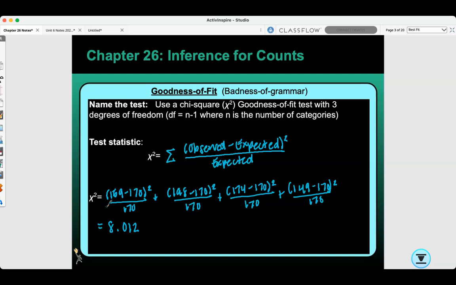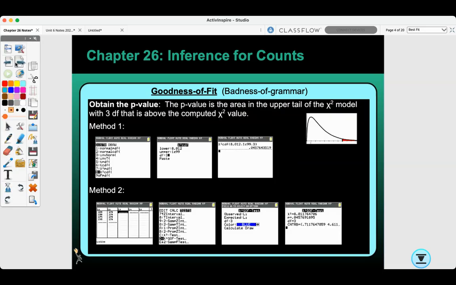Now, you also need to obtain the p-value. And remember, if they don't give you a significance level within the problem, you want to use an alpha level of 0.05. The p-value is the area in the upper tail of the chi-squared model with 3 degrees of freedom, above the computed chi-squared value. So this is the area here.